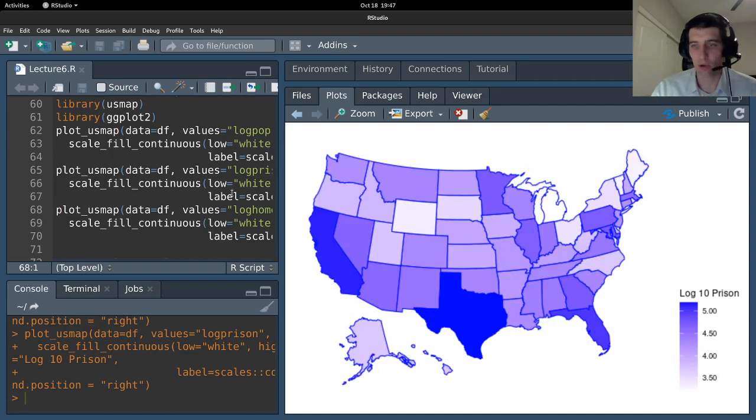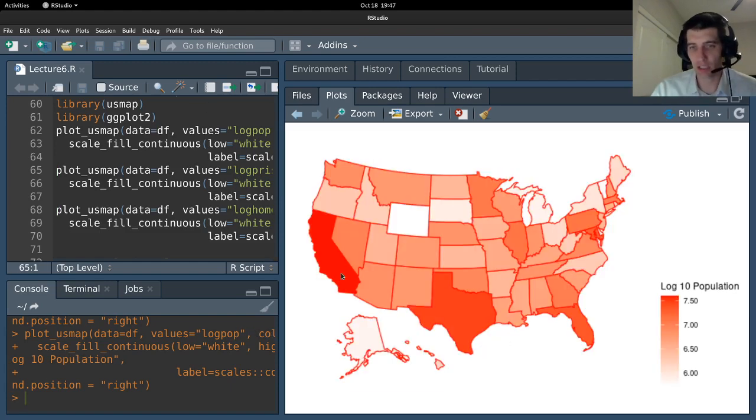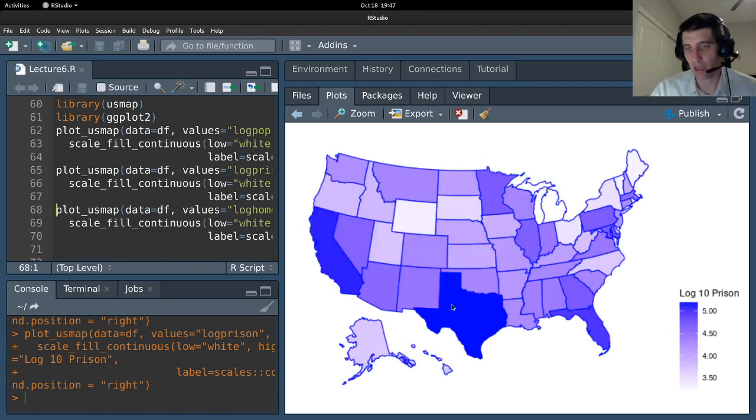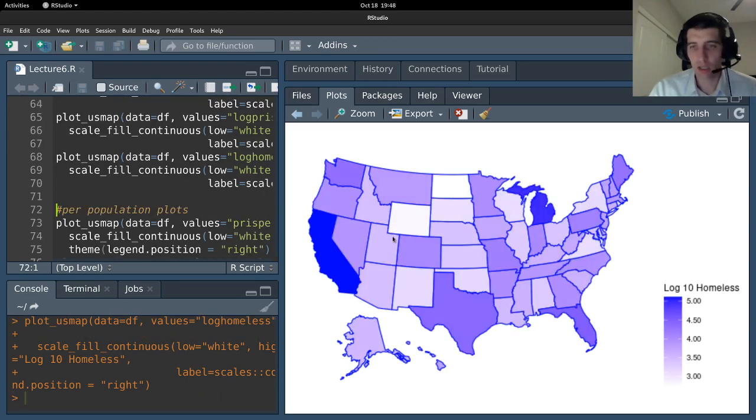Doing the same for prison, number of people in prison by state. So here we see that, comparing it to population, Texas is a little bit lighter than California, but when we plotted the prison numbers, Texas is perhaps even darker, or at least as dark as California. Okay, so this suggests that maybe relative to the number of people in the state, Texas has a higher incarceration rate. Homelessness numbers, California very high. Michigan here is also darker. Okay.